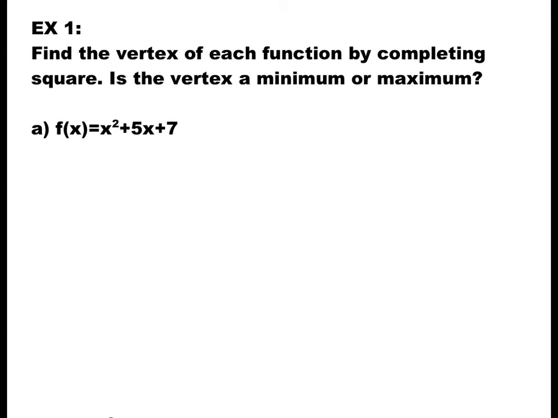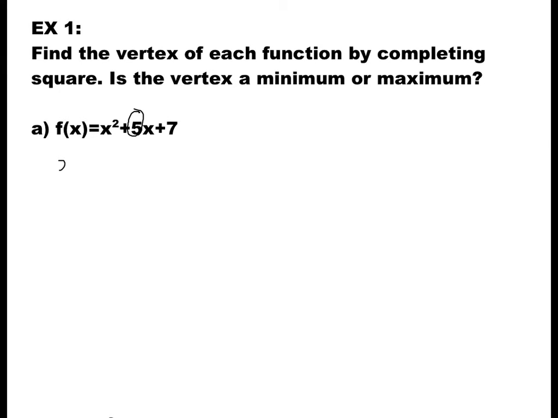Our first example is to find the vertex of a quadratic equation in standard form. To change to vertex form using completing the square, first we have to make sure that the leading coefficient a is 1. In this problem, it's automatically given to be 1, so there is no need for factoring. The next step is to take the b coefficient, which is 5, divided by 2, which is 5 over 2, square it, and add and subtract that amount.